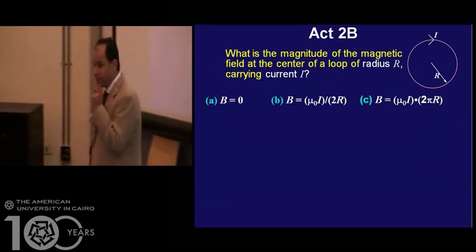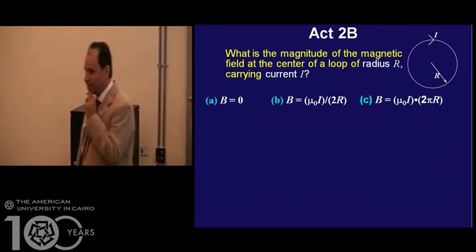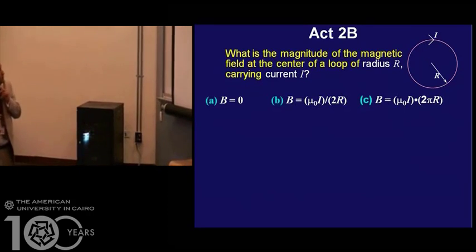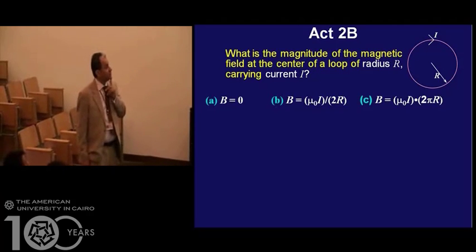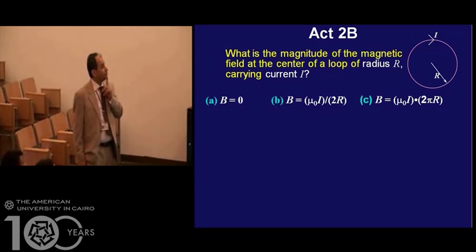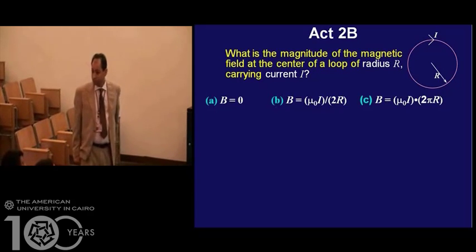Now I'm going to bend that wire into a circle. And I need to find out what will be the magnetic field in the center. In the center.